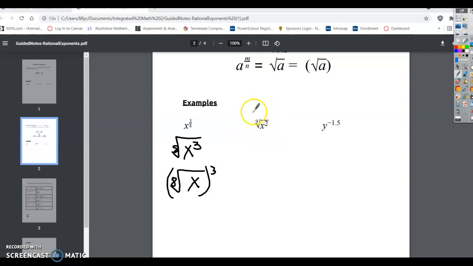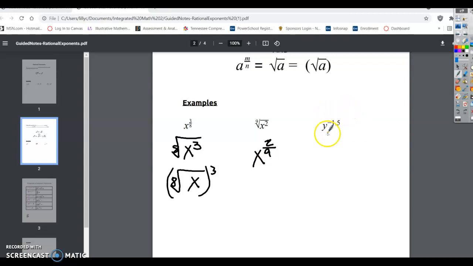All right, so for this one right here, we're going in reverse. This one is in radical form. So to write this in exponential form, we're going to have x. The power is 2 over 9. If that can be reduced, you would reduce it. But since that does not reduce, then you just leave it as 2 over 9.